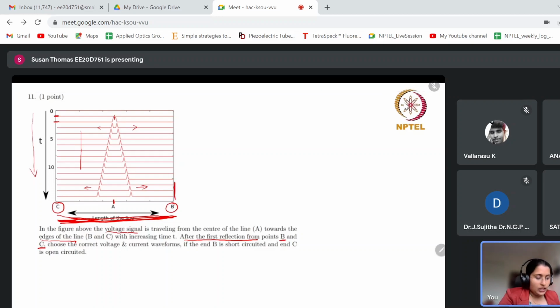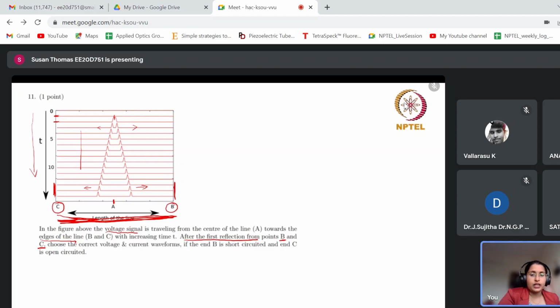One edge is B and the other edge is C. So these two are acting like a boundary. Once the boundary is hit, the reflection starts occurring. So now choose the correct voltage and current waveform. Let us find out what is the correct voltage and current after the first reflection.